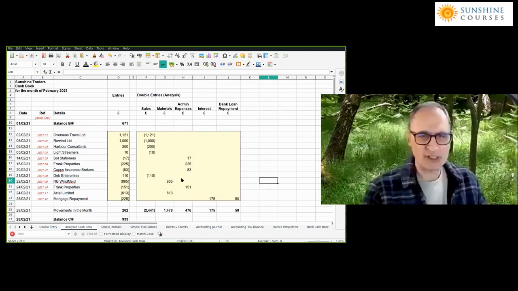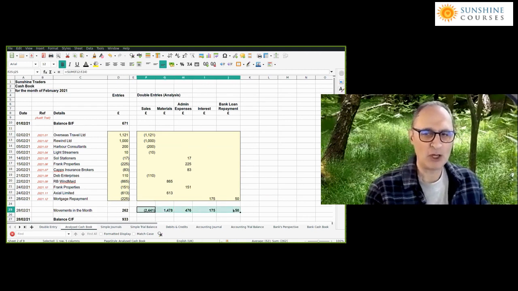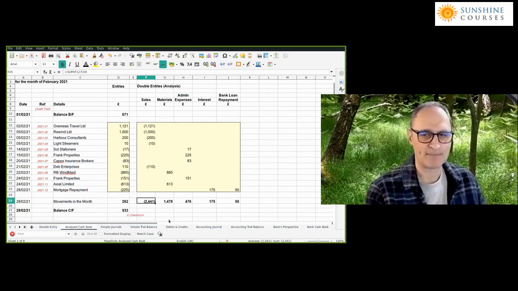And one thing that's interesting here is, although we didn't describe it as this, the cash book itself is a form of double entry bookkeeping. And the reason for that is the column that shows your pluses and minuses in the bank statement are the one side of the double entry, and your analysis is the other. So if I had bought some tool, if this had said tools instead of administrative expenses, this would be the tools I bought. But as it happens, this all represents profit and loss account items. So if you can see, we've sold to overseas travel £1,121. That was the plus. The double entry is minus 1,121, or our total sales for the month were £2,441.